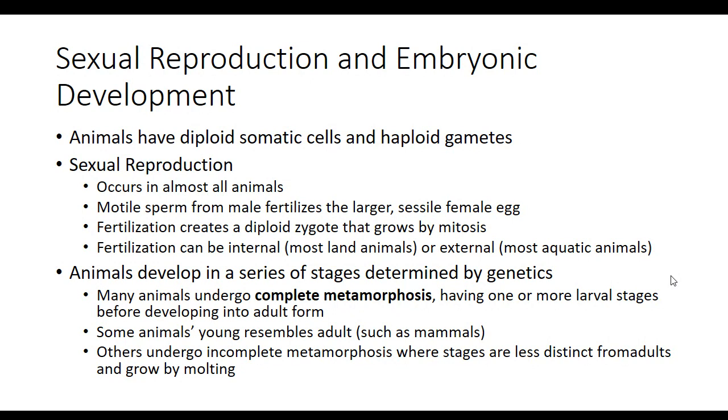So a haploid sperm and a haploid egg come together to form a diploid fertilized egg called a zygote. The zygote has one set of chromosomes from the mother and one from the father. Fertilization can be internal or external. In animals like us, most mammals, fertilization is internal. So that involves sexual intercourse. The word for sexual intercourse in biology is copulation.